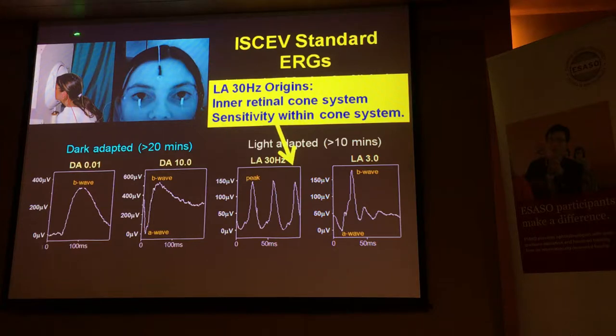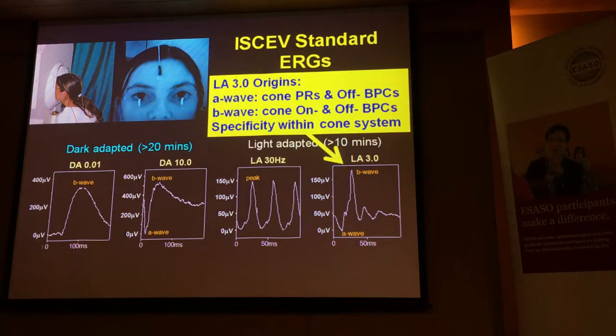So we've got a background light which stays on. That suppresses the function of the rods. You then flash on top of that rod suppressing background, and you record a single flash coming from the cone system. And now we have a cone A wave, cone B wave. The cone A wave comes from the first receptors modified by the off bipolar cells. And you'll remember that long and medium wavelength cones are both on and off bipolar cell pathways. S cones are like rods, they're even on pathway.